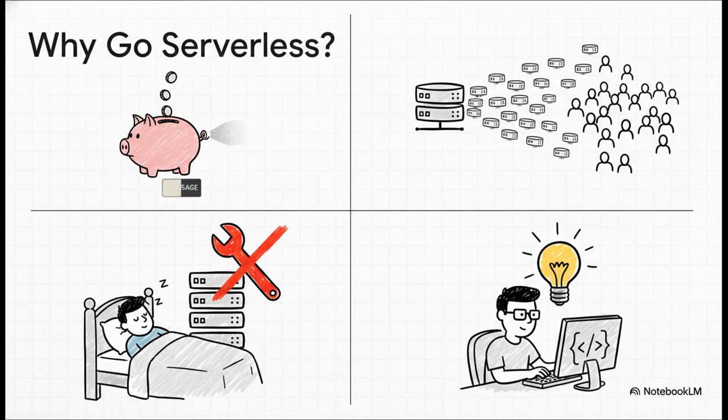So why is this such a game changer? Well, first off, you pay only for what you actually use. If nobody's using your app, you pay zero, nothing. Then, if a million people suddenly show up, AWS automatically handles all the scaling to meet that demand. This means no more waking up at 3 a.m. to patch a server or worry if it's going to crash. You get to focus 100% on what you love to do, writing your code.